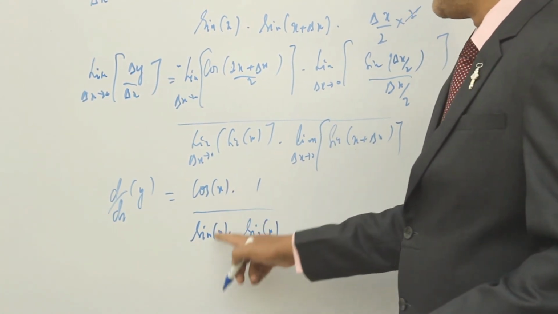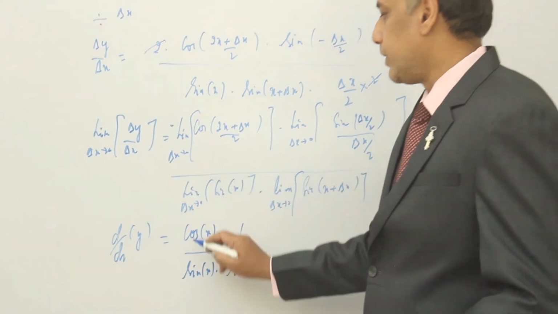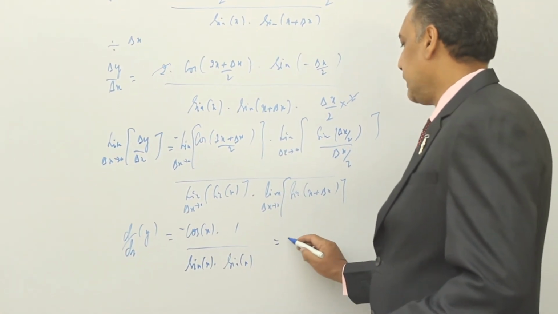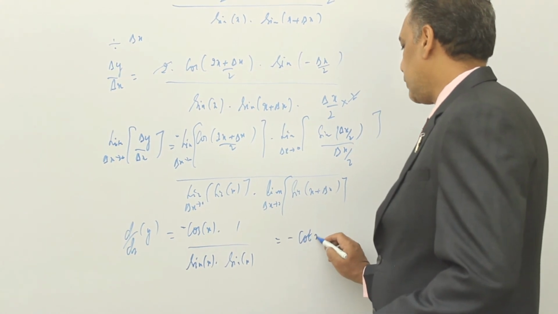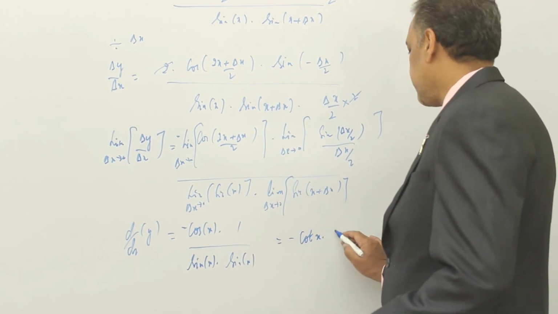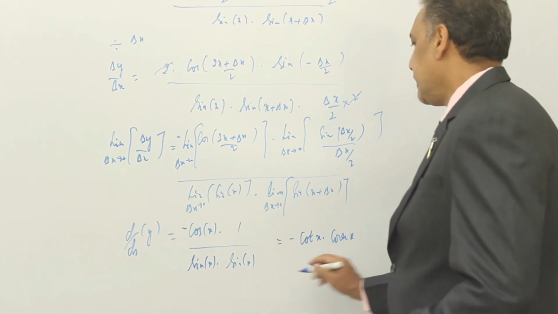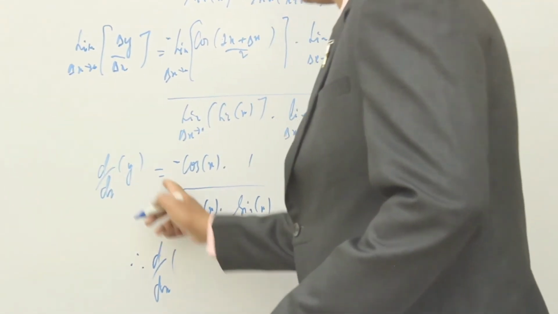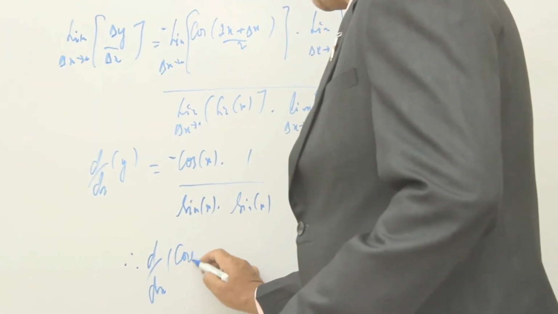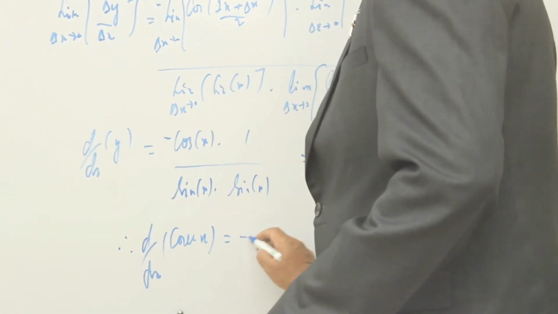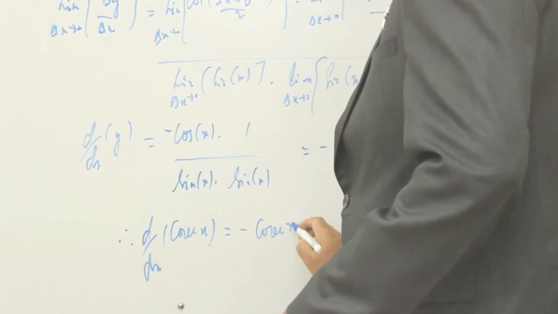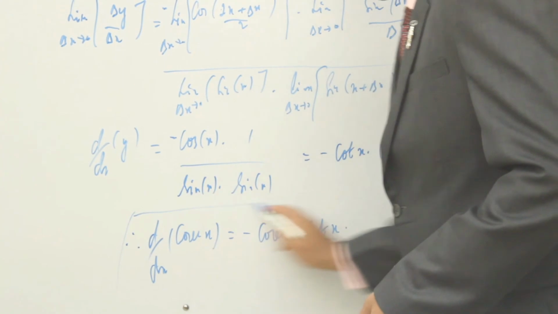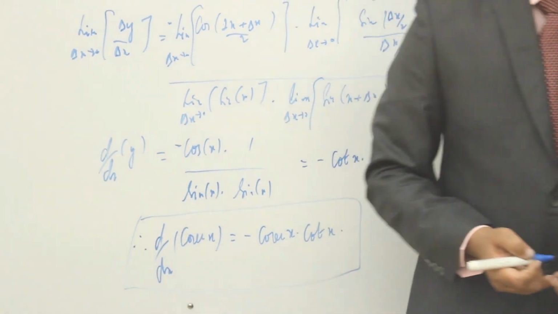So you know that cos by sin is nothing but cot, and taking the minus sign here, it will become minus cot x, into 1 by sin, which is nothing but cosec x. Therefore you get d by dx of cosecant x is equal to minus cosec x into cot x. So that will be your final result.